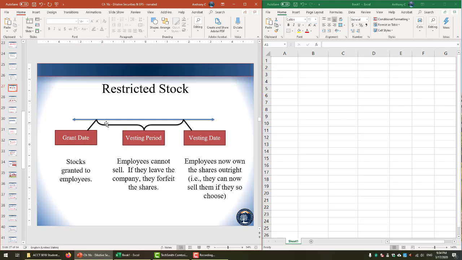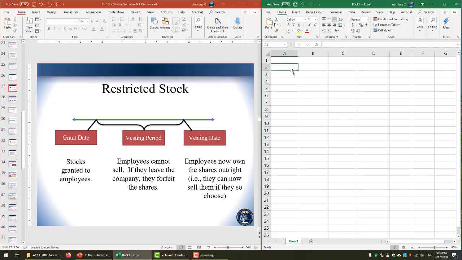After that, the employee generally has to meet certain vesting requirements. Sometimes that means they just need to work for 3, 4, or 5 years for that company in order to actually earn the stock and be able to sell it. So the vesting period is just a period where they're working for the company to actually outright own the shares, and then the vesting date is when they can do whatever they want with the shares.